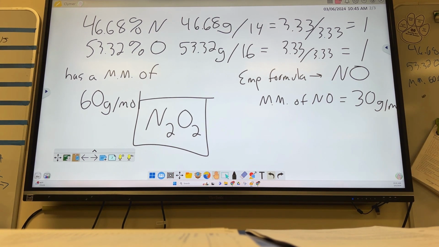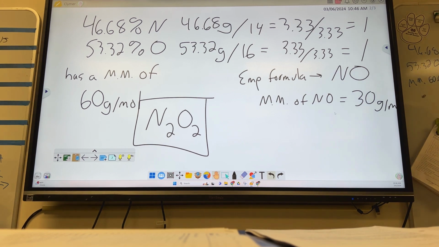Does this make any sense? Remember, the trick is empirical formula only gets us so far. It only gets us the ratio. We really still don't know what that molecule is or what that compound is. Empirical formula just tells us the ratio of the compounds to each other. That's all we get with empirical formula, which is still useful, to be sure. But if we really want to know exactly what that compound is, we need to do a further step, and we need to know the molar mass of that eventual compound.